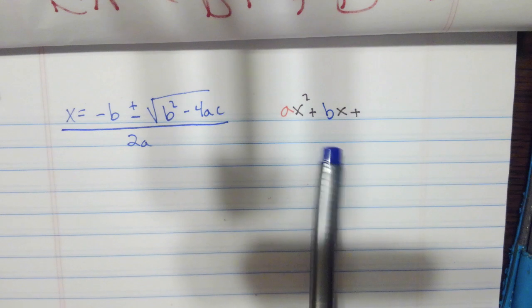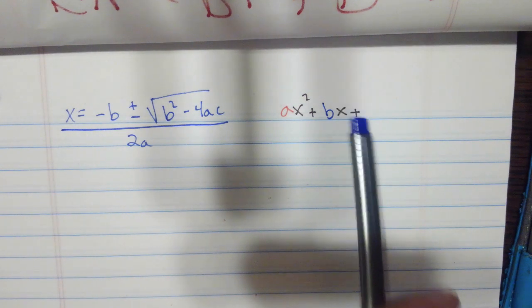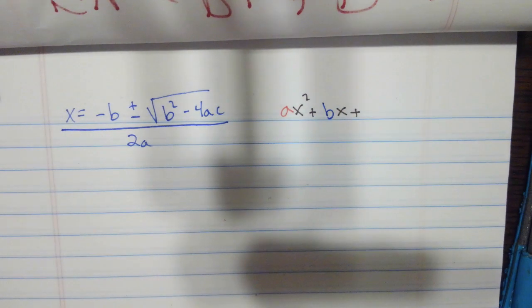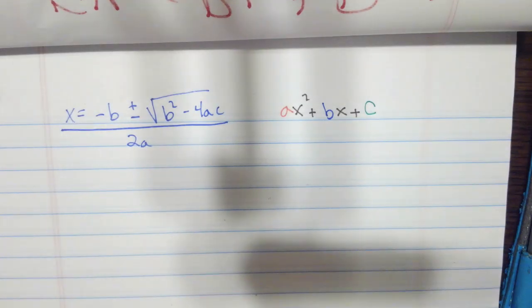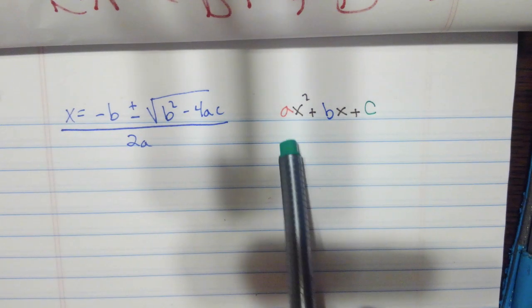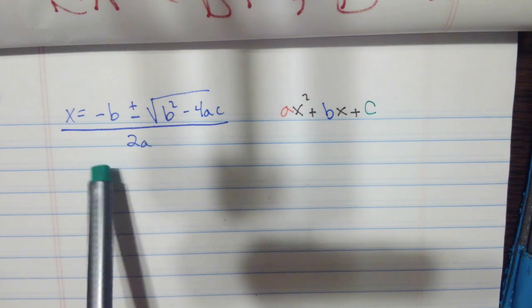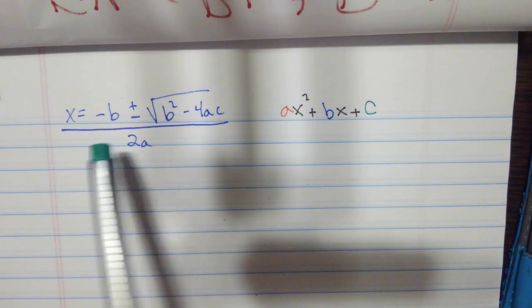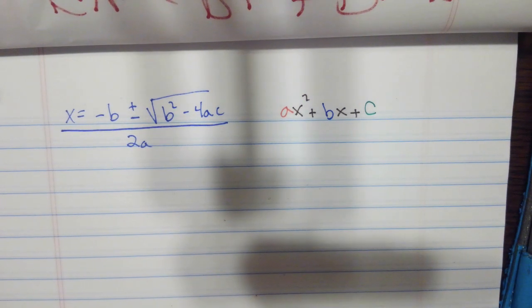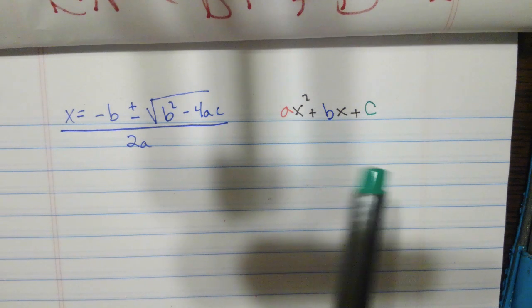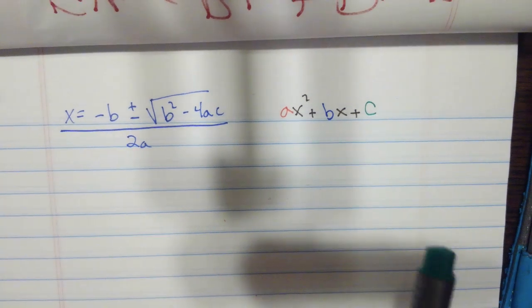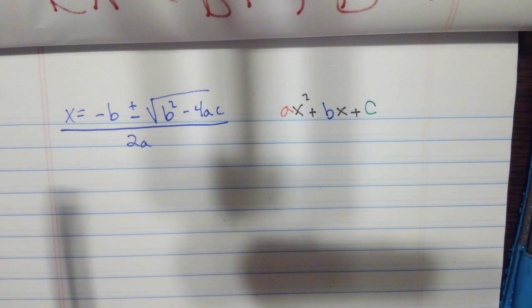plus bx, so again, the number in front of the x with no special exponent is your b, and then the number without an x at the very end was your c. So this was your quadratic equation. We have ax squared plus bx plus c, and this is called the quadratic formula. It takes this equation and solves it, to tell you what values of x would work.